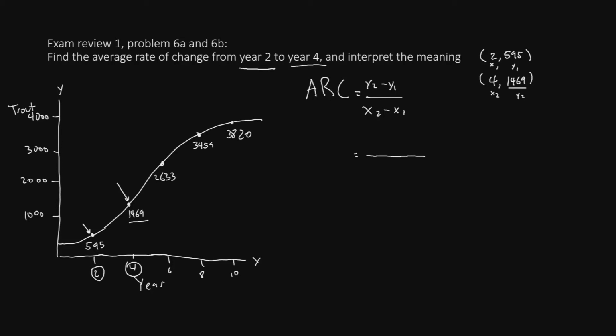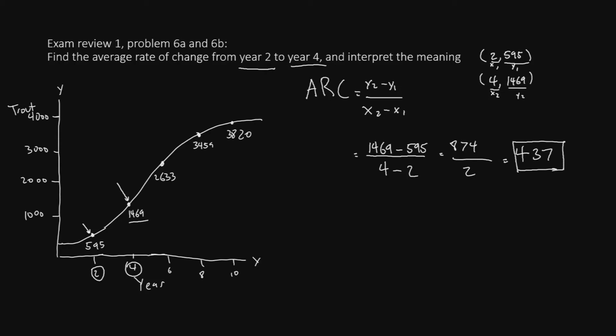y2 is 1469 minus y1, which is 595. Our x2 is 4 and our x1 is 2. So we'll say 4 minus 2 on the bottom. Now we'll do the math. 1469 minus 595 is 874. Divided by 4 minus 2, which is 2. Now we do the division. This will give us 437.